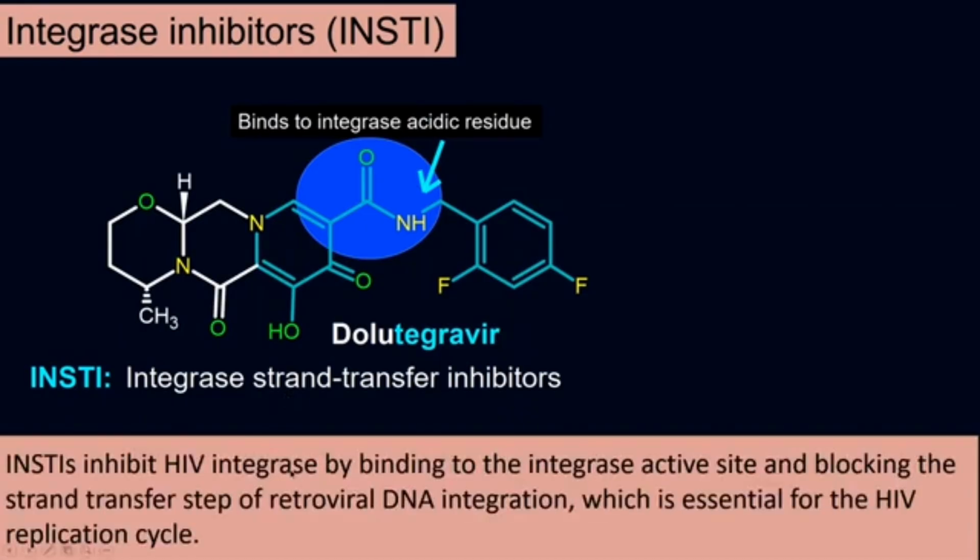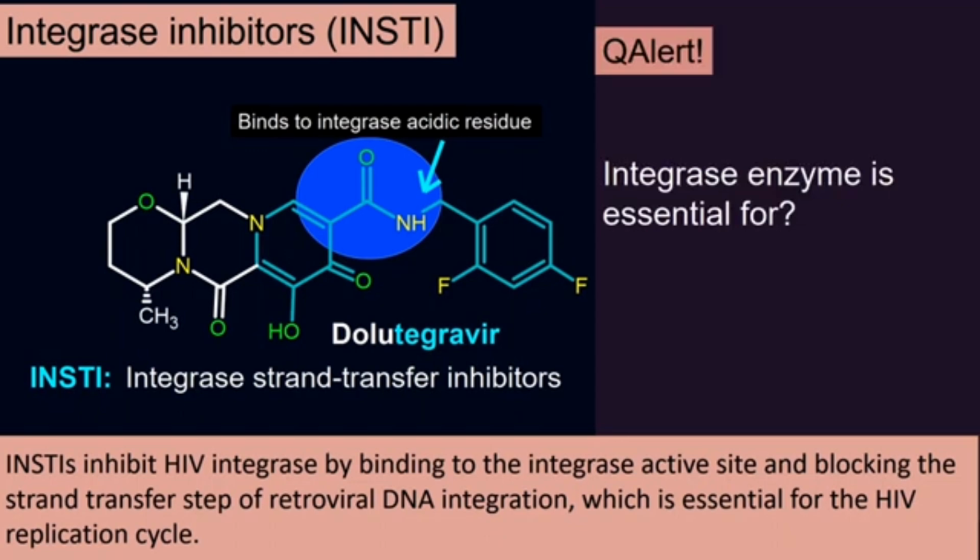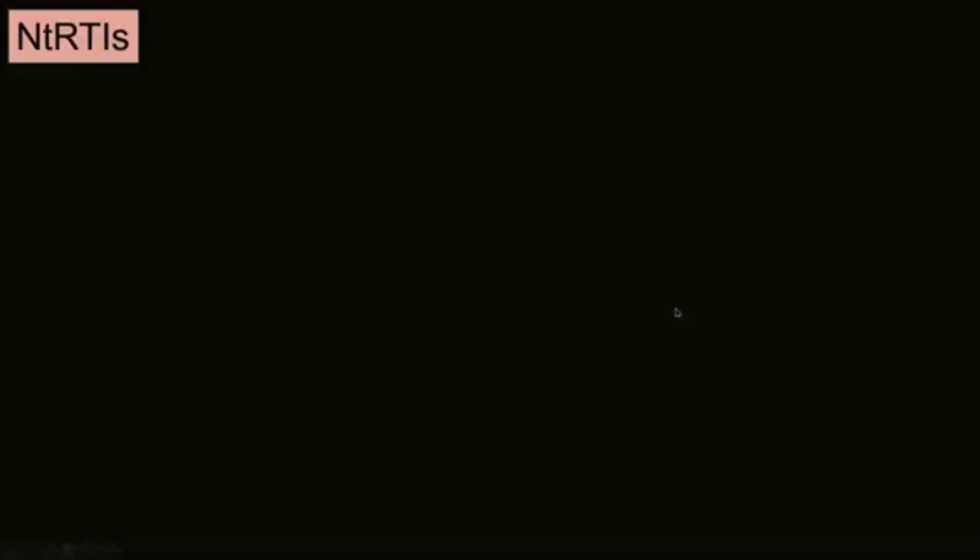And the purpose of this integrase enzyme is that it binds with the viral DNA and integrates into the human DNA. So therefore, the integrase enzyme is essential. So the integrase question alert here is: integrase enzyme is essential for what? For retroviral DNA integration into host DNA. That is the purpose of integrase enzymes.